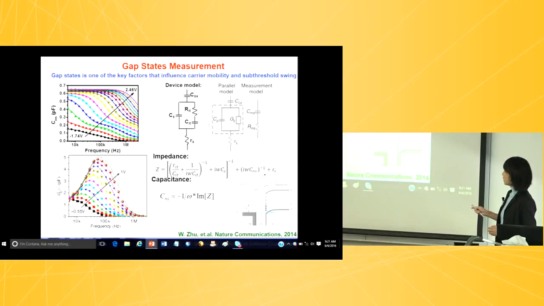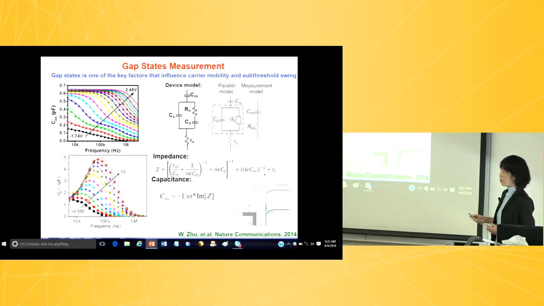To get this interface trap density, we measure at different frequencies. At low frequencies, the trap will respond to the AC signal, but at high frequencies, because the signal is too fast, the trap states don't have enough time to trap an electron or detrap an electron. They will no longer respond to the AC signal, then these two parts will not be there anymore. So by comparing high frequency versus low frequency, we can get information on how many traps are in the device. Here shows the capacitance measured at different frequencies. By looking at the frequency dispersion, we can extract the trap density.